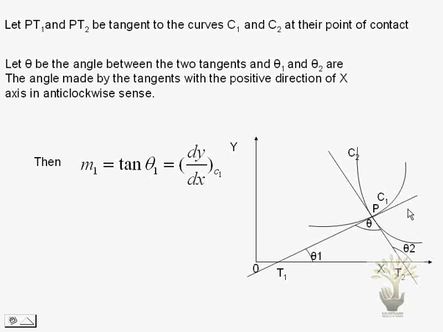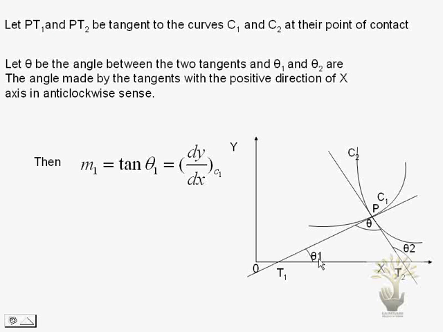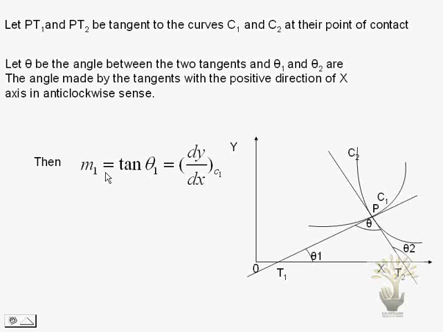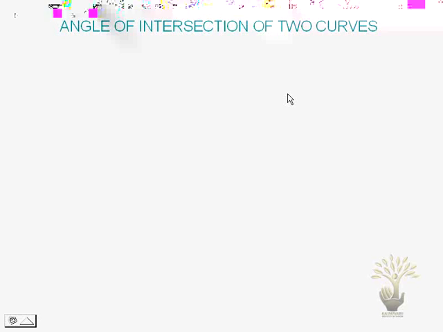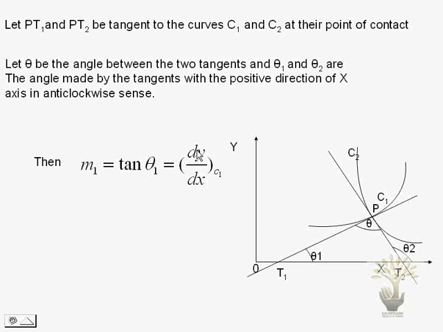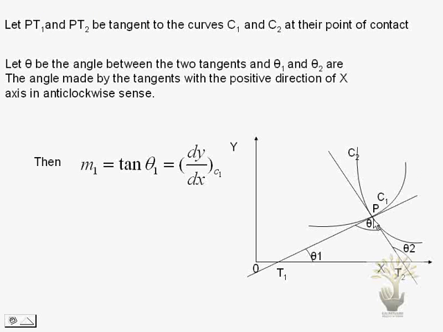M1 is nothing but the slope of the tangent. We know very well the slope of a line making an angle theta 1 with the positive direction of x-axis is nothing but tan theta 1. So M1 is tan theta 1. At the same time, the slope of the tangent to the curve at the point of contact is dy by dx. Therefore we have M1 is equal to tan theta 1, which is nothing but dy by dx of the curve C1 at the point of contact.